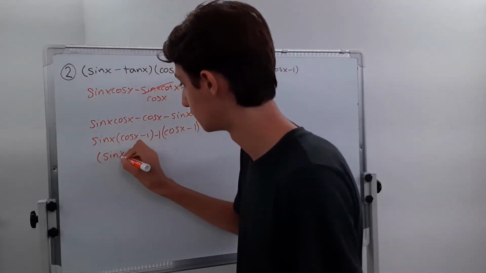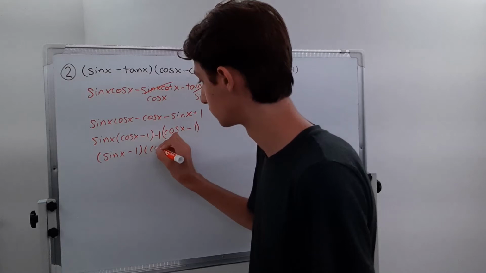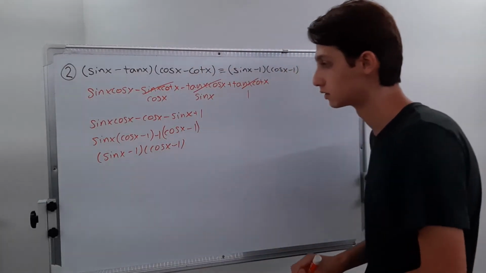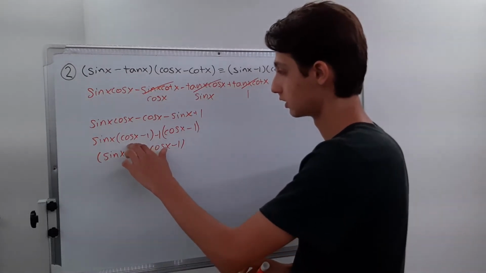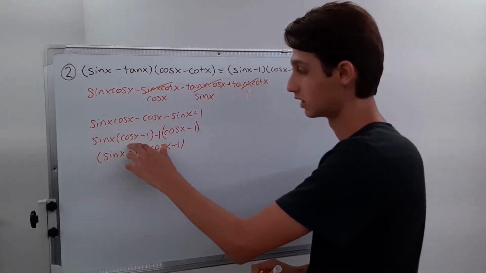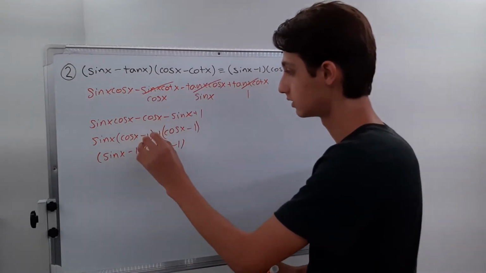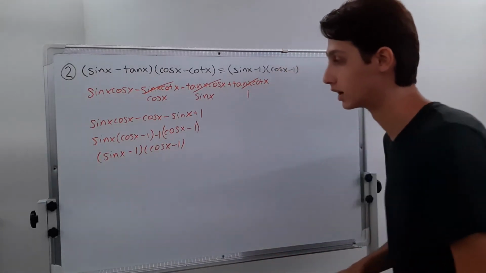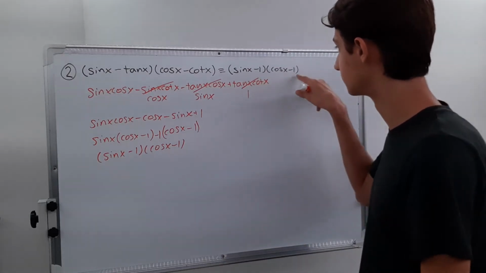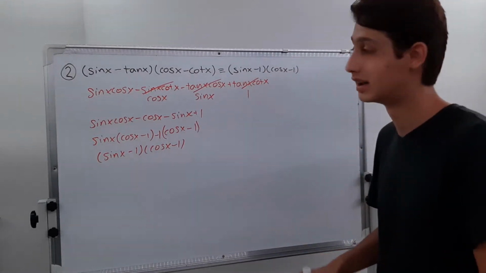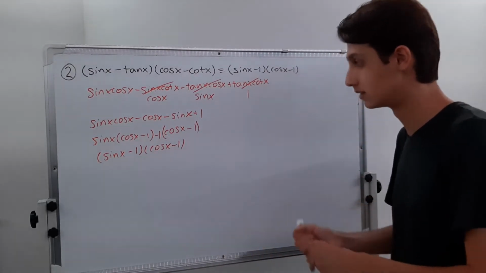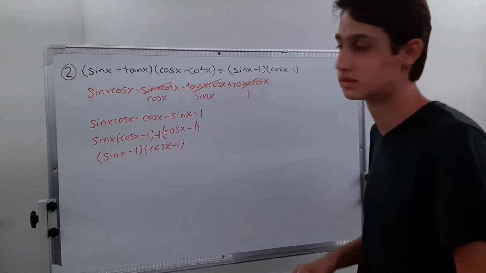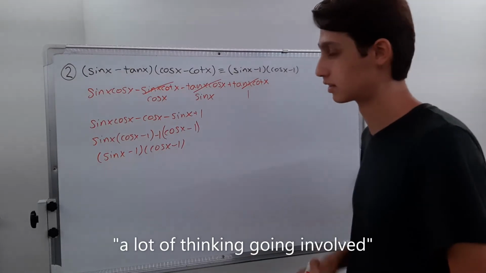Sine x minus 1 times cos x minus 1. And that works because all we're doing here is factoring out cosine x minus 1. So if we factor this out, we're left with sine x minus 1. And so that's what we're doing here, and that is exactly the same as that. So we proved that. A little more intensive there. It was pretty easy with the steps, but it's just a lot of thinking involved.